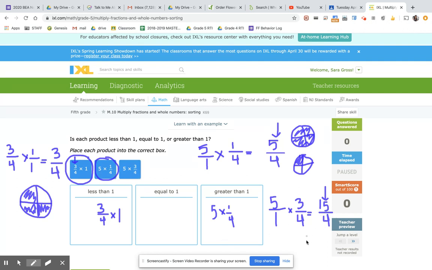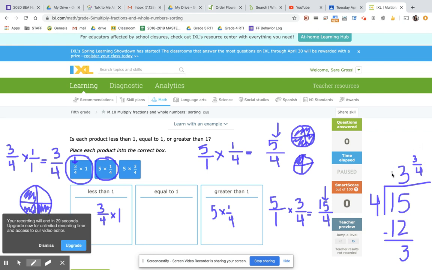Also, you could look at this. This is an improper fraction. You could change it to a mixed number by dividing to find out what it would actually be. 4 goes into 15 3 times. 3 times 4 is 12. Subtract. That's 3. Your remainder becomes your numerator, and your divisor is your denominator. So it's 3 3/4. Obviously 3 3/4 is greater than 1. So you would take this 5 times 3/4 and drag it to greater than 1.